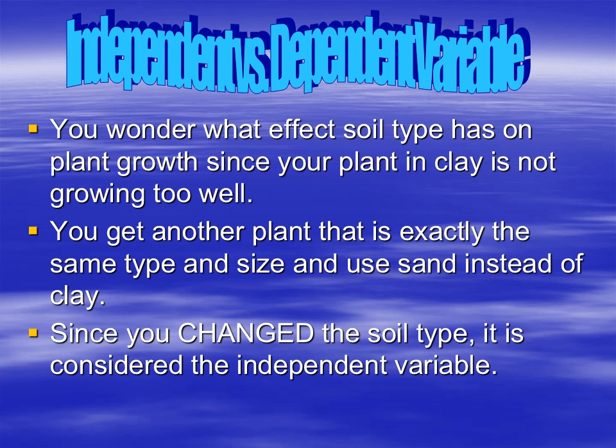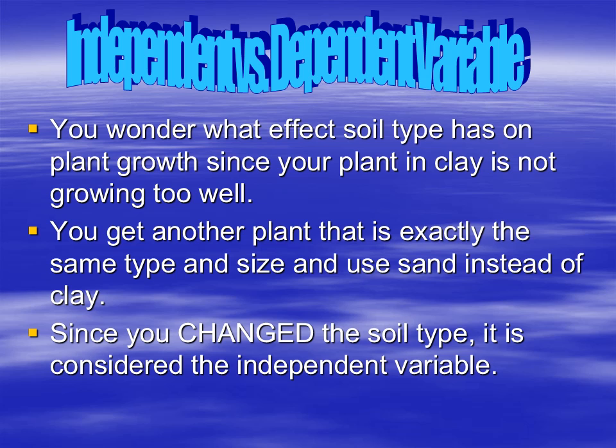This is just another example of how to set up an experiment. And this is pretty similar to the other one, but I'm going to go through it anyways because sometimes understanding how to choose an independent variable and a dependent variable can be kind of tricky. So this one's a little similar in that we're using plants. You wonder what the effect soil type has on plant growth, since your plant in clay is not growing too well. You get another plant that's exactly the same type and size and use sand instead of clay.